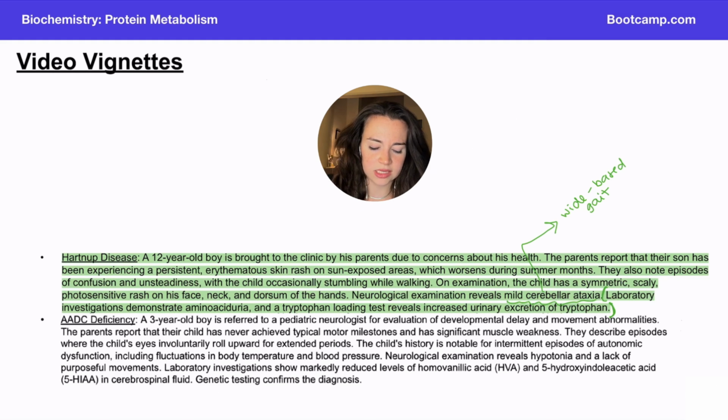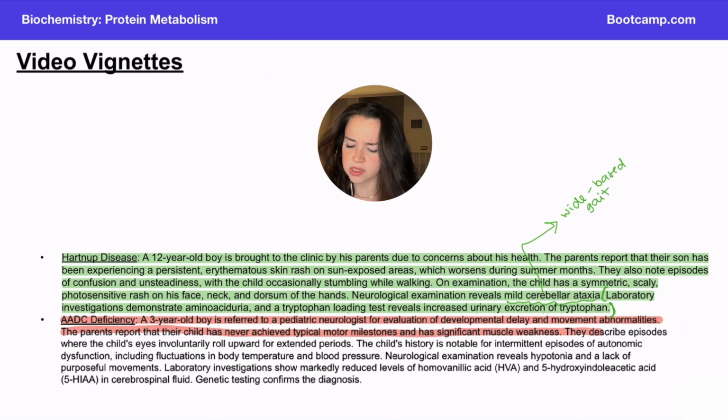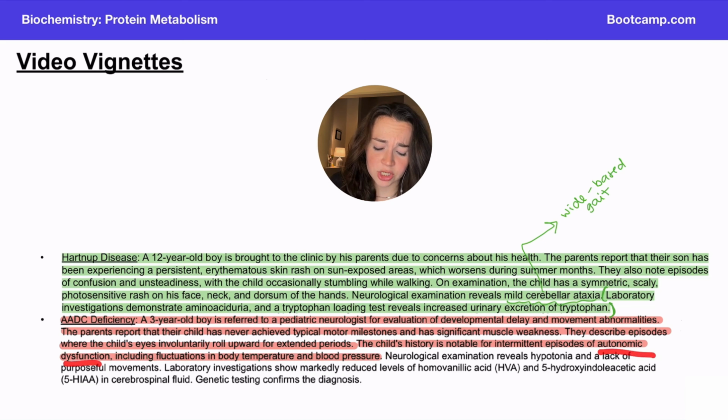So quick vignette here. Let's say we've got a 3-year-old boy who's referred to a pediatric neurologist for an evaluation of developmental delay and movement abnormalities. The parents are reporting that their child has never achieved typical motor milestones and is having significant muscle weakness. They're also describing episodes where the child's eyes involuntarily roll upwards for extended periods. That's the oculogyric crisis. The child's history is notable for intermittent episodes of autonomic dysfunction, including fluctuations in body temperature and blood pressure. They might not tell you outright autonomic dysfunction. They might just describe that second part, or they might throw you a bone and give you the buzzword because it's kind of a trickier disease.